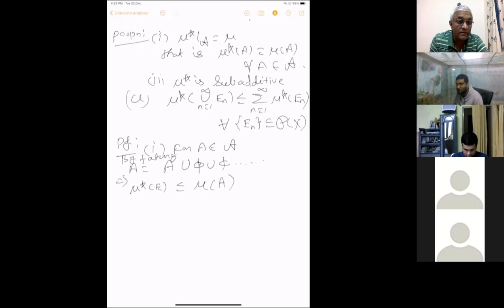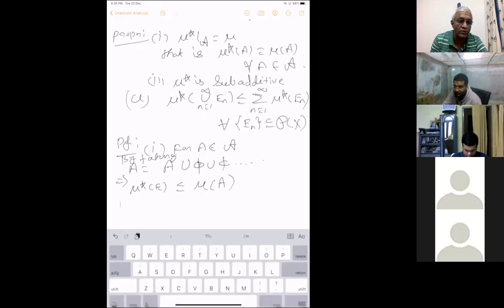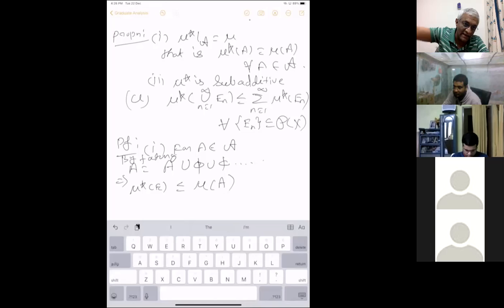This is clear. There's nothing in the argument. This mu star is defined as the infimum of all those numbers. You take A1 equal to A and A2 onwards everything as empty set. That is one such cover.